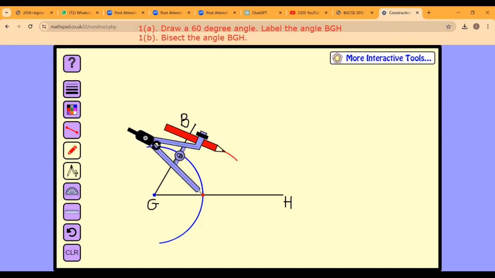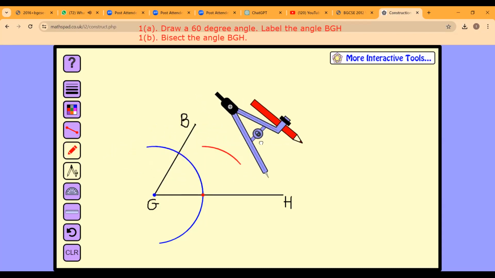So the first thing we did is draw the blue arc. That's the first arc that cuts the two rays. Then we're going to draw another arc, starting from this particular point where the first arc intersects that first leg right here, which is the red arc. Let me know if y'all understand that.